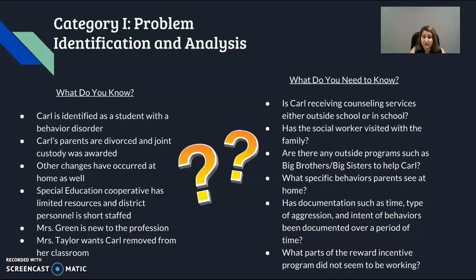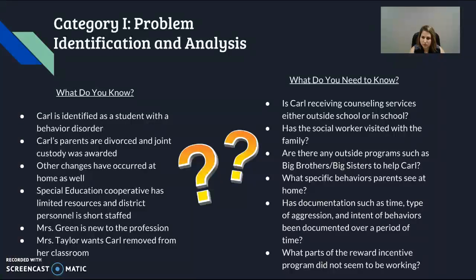We need to know if Carl is receiving any counseling services outside school, in school. Has the social worker visited with the family previously? Is there any information that can be shared? Has there been any documentation of time, possible triggers, who's sitting around him, when does it happen, are there typical times? All of those documentation things we still need.